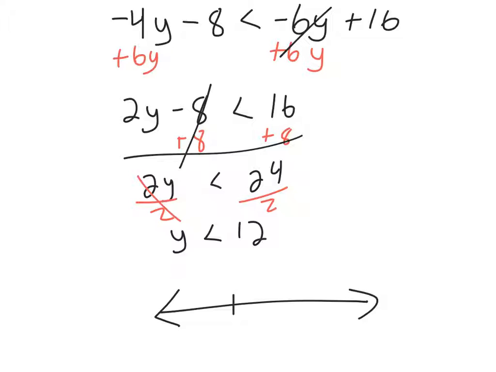Okay, so my number line, I'm going to have 11, 12, 13. And now it's less than, so it's going to be an open dot, and shaded to the left.